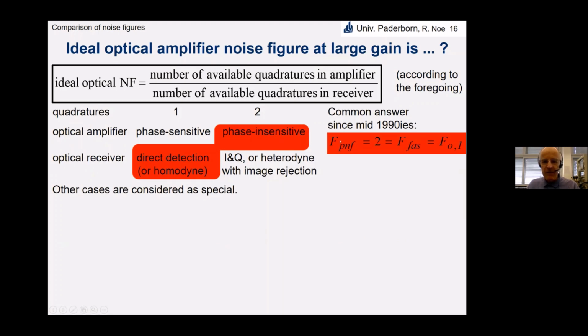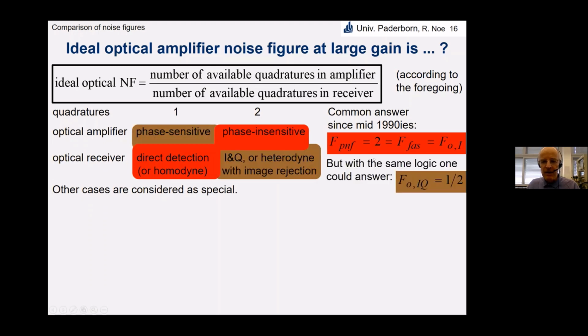And when FP and F was defined, they said we have a phase insensitive receiver, direct detection, it works in terms of noise, it works like homodyne. Well, there are a lot of differences, but you get the same noise figure. And here the ideal noise figure of 2 was defined or was found.